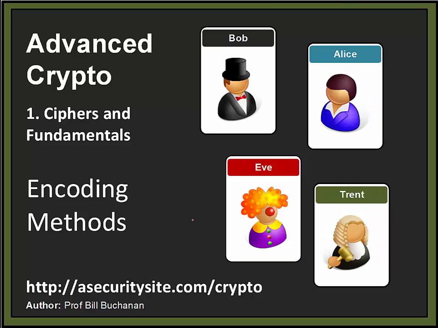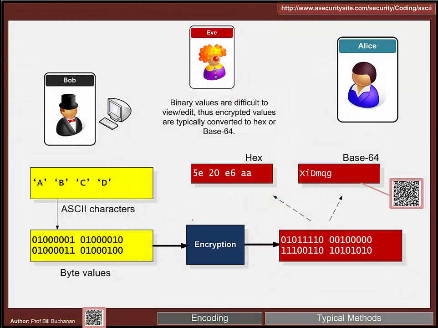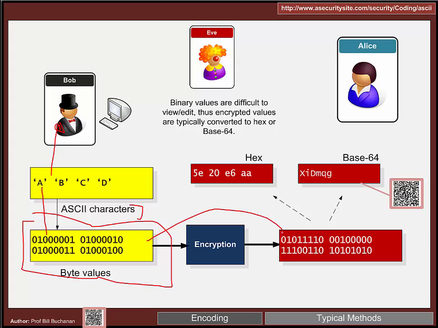Okay, so let's look at the next part of this unit. We're going to look at various encoding methods. Normally we have characters. The characters themselves are what humans understand, but really computers only understand ones and zeros. So that is translated into byte values, and A is represented by this byte value. And then we might encrypt it, and we end up with ciphertext. Unfortunately, the ciphertext is very difficult to view because it will change into characters which aren't viewable. So we often represent them in terms of hexadecimal or base 64.